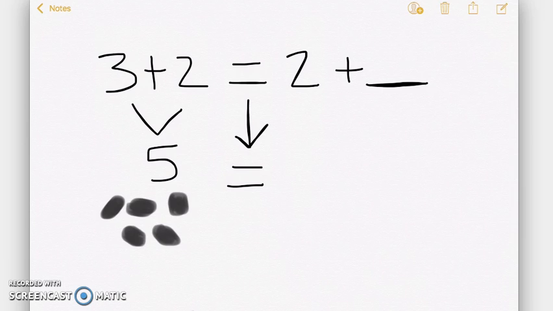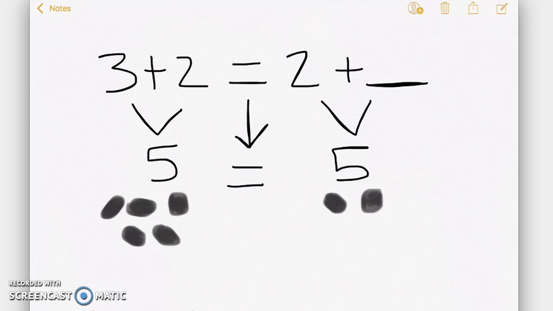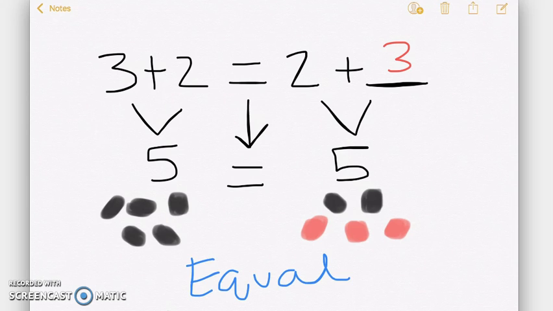So let's move on to our other side. If this equals 5, we know that this side has to equal 5 as well, but there's just something missing. Let's figure out what's missing. We know we have 2 on that side, so how many do we have to add to get to 5? 1, 2, 3. So our missing number is 3. And now, just like before, this equation is equal. It's equal on both sides and it is balanced.